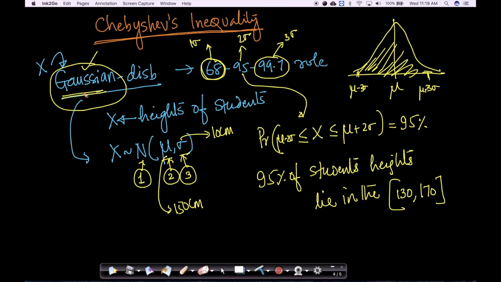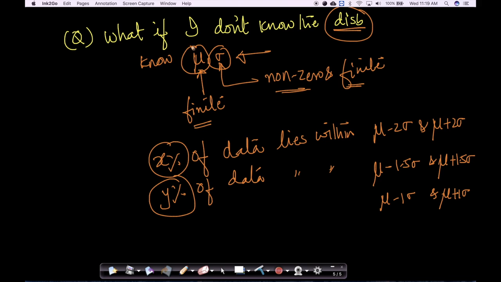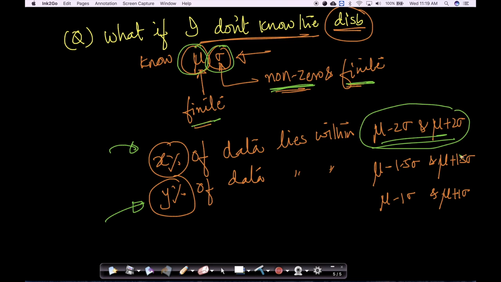Remember, in the case of the Gaussian distribution, we know the distribution already, and we know the mean and standard deviation. We know these three things, and hence we are able to simply apply the 68, 95, 99.7 rule. But what if the only thing I know is the mean and the standard deviation of the distribution, and that the mean is finite and the standard deviation is non-zero and finite? Can I find what percentage of points lie within two standard deviations around the mean, or one standard deviation, or 1.5 standard deviations?